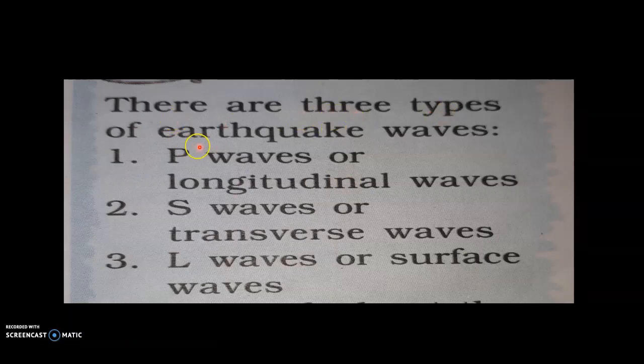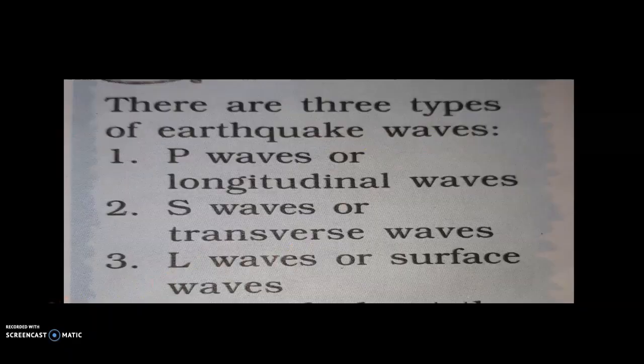There are three types of earthquake waves: P, S and L. P waves are also known as longitudinal waves. S waves are known as transverse waves. Then L waves are known as surface waves. You will study more about all these three types of earthquake waves in your higher classes.